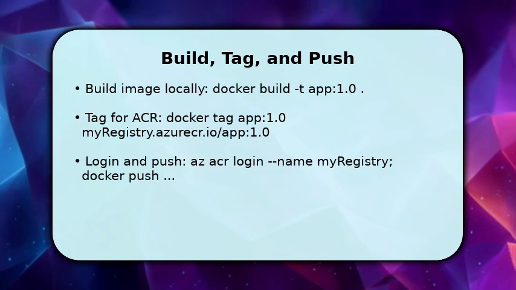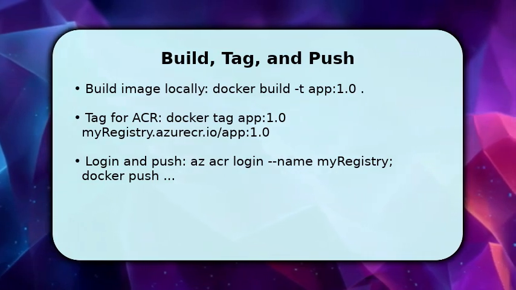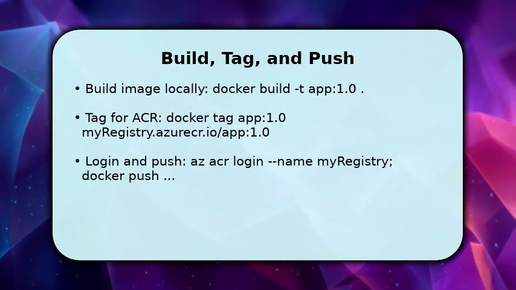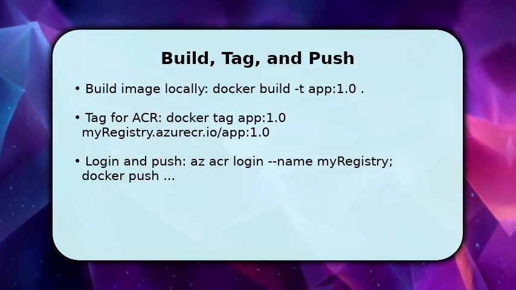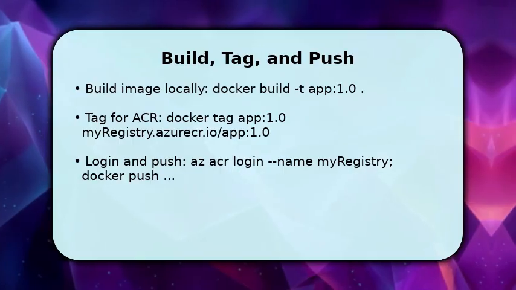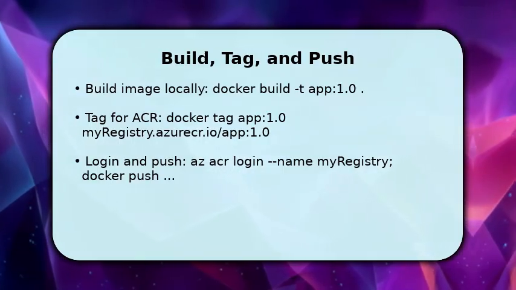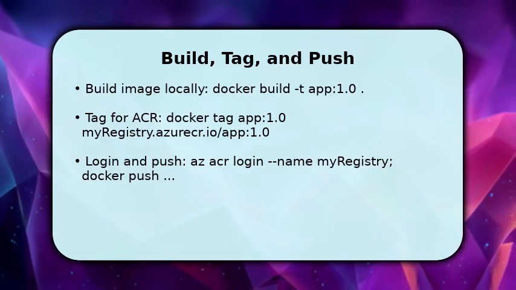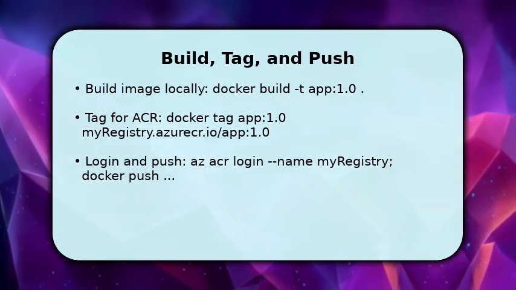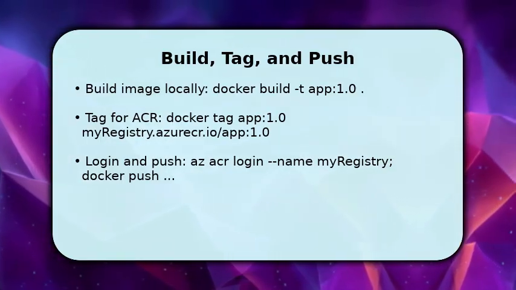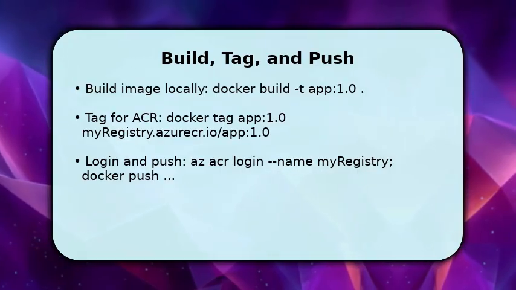Next, you build your container image locally to validate the Dockerfile and runtime. After a successful build, tag the image using the ACR login server so Azure recognizes the repository path. Once tagged, authenticate with Azure login. This obtains credentials and simplifies subsequent Docker push commands.